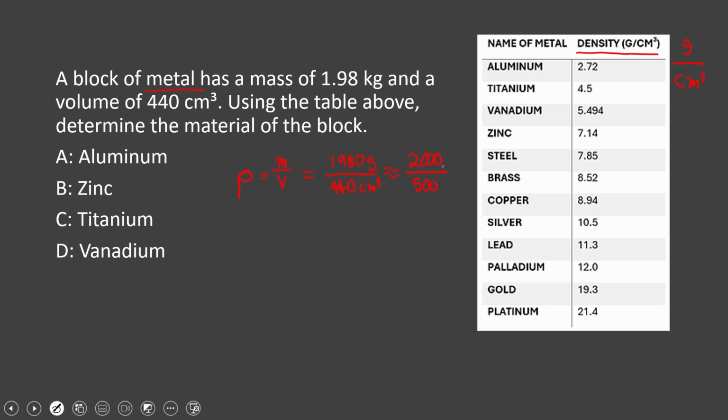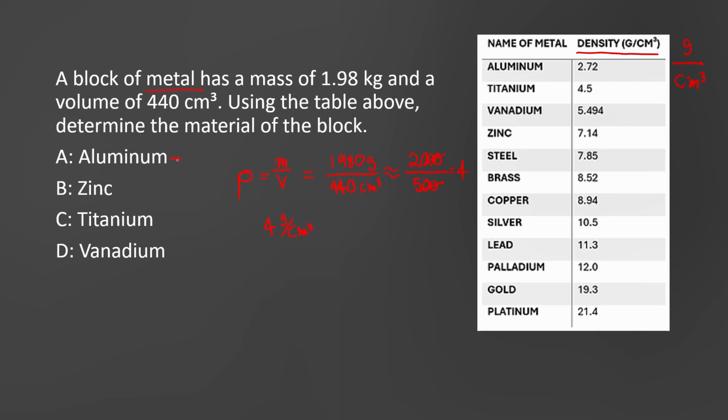And of course, 2,000 divided by 500, and we can always use this trick of crossing off zeros. So we cross off 2 zeros on both sides, and now it's 20 divided by 5, and that's going to be equal to 4, right? 20 divided by 5 is 4 because 4 times 5 is 20. So the answer, based on our rounding, is going to be 4 grams per centimeter cubed, right?